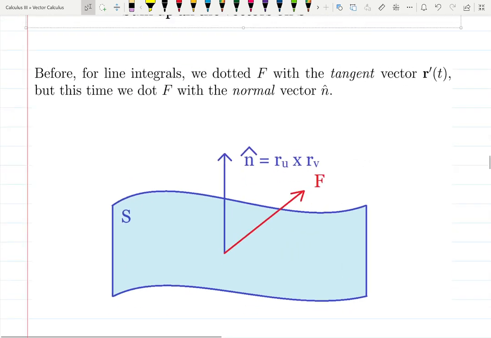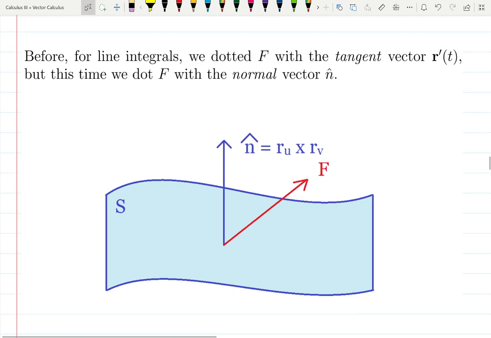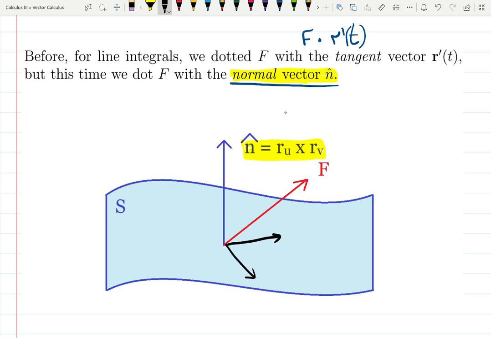Before, for line integrals, we dotted F with the tangent vector r prime. Dotted means dot product, right? Like so. We did that before. But this time we dot F with the normal vector instead. It's an unusual idea that we use normal this time. Normal is created with the formula: cross product of partial derivatives. Remember? r sub u and r sub v. You're doing it right now in your homework. So it's coming from these two, gives you the dot product.